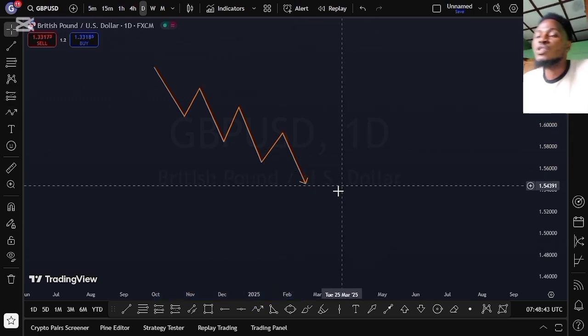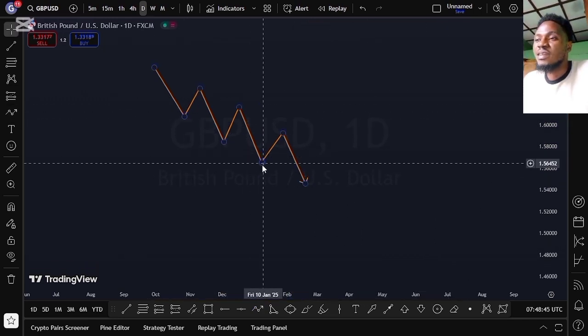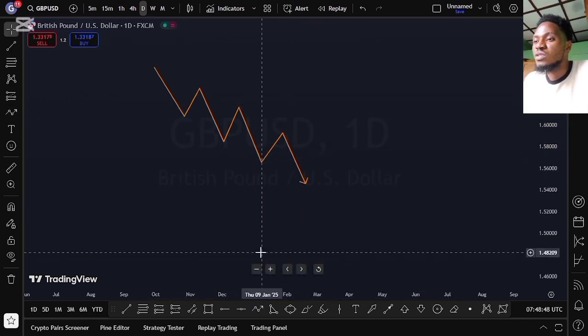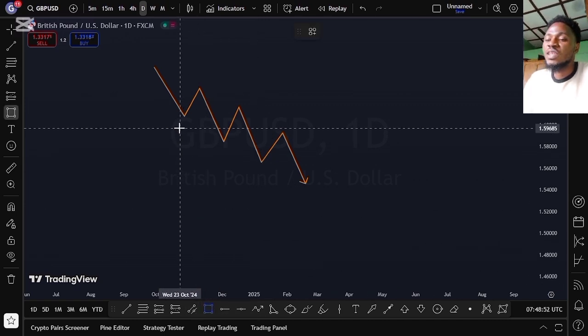All right, so since we have this clear bearish market, what we want to do is define the areas where we'll be taking trades. In a bearish market, once the support is broken, it tends to become a new resistance. While in a bullish market, once the resistance is broken, it tends to become a new support.